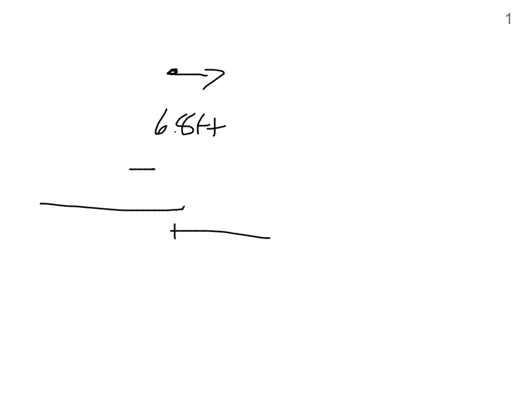Alright, so we have the ground, the mound, and then the ball. So the ball is actually going to start 1.5 plus 5.3, so that's 6.8 feet above the ground. So this is 6.8 feet. And it's thrown horizontally. The plate is located 60 feet away.